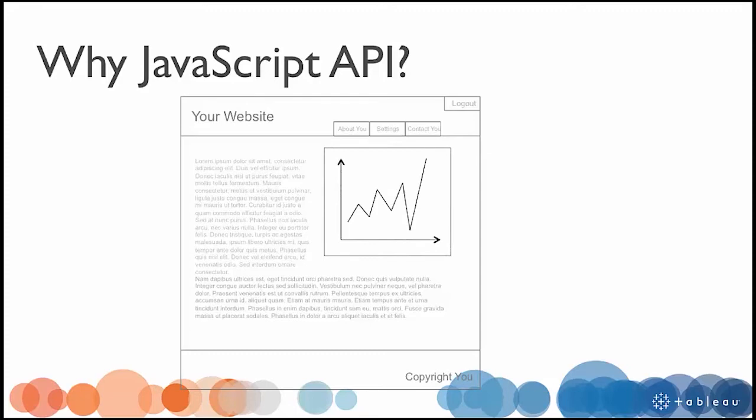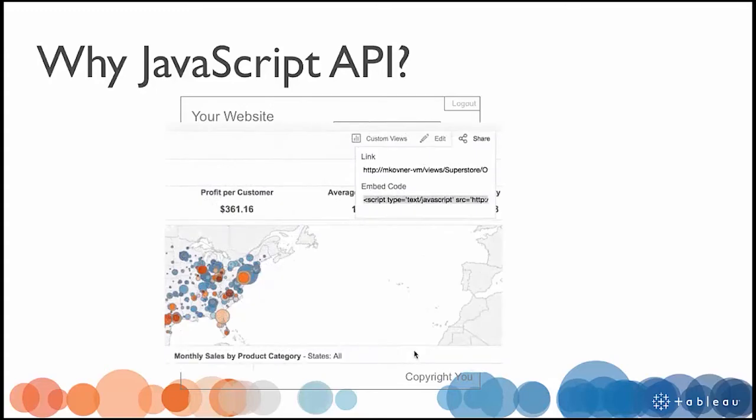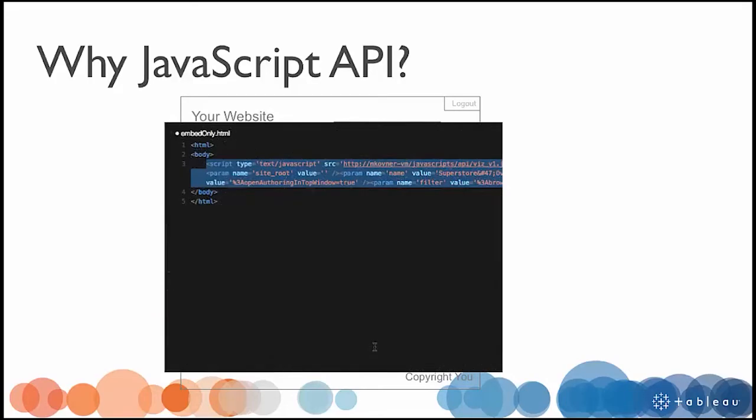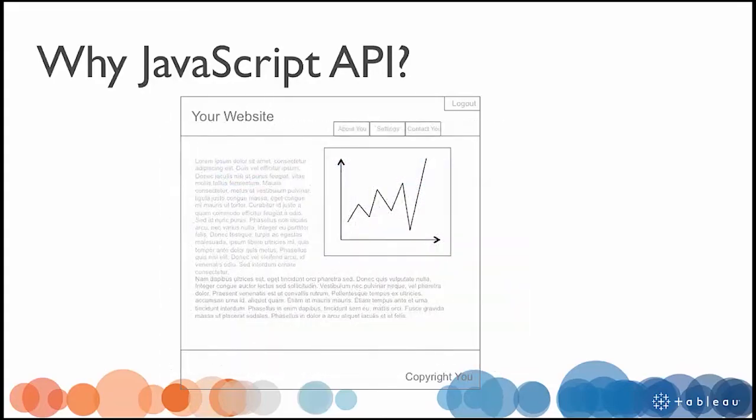Now you decide you want a Tableau dashboard or visualization inside of your website. Well, you can already do that with the default embed code. That is, you can go to any published Tableau dashboard, click the Share button, highlight the embed code, copy it, and paste it into your HTML page. That's all it takes to do a basic embed into your website.